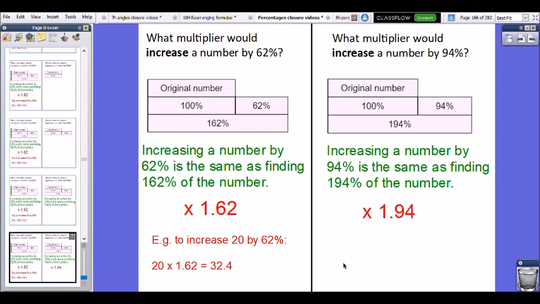But just as an example, how would I use this multiplier? Well, for example, if I wanted to increase 20 by 94%, I would do 20 multiplied by 1.94, and that would give me an answer of 38.8. So 1.94 is my answer to this question.